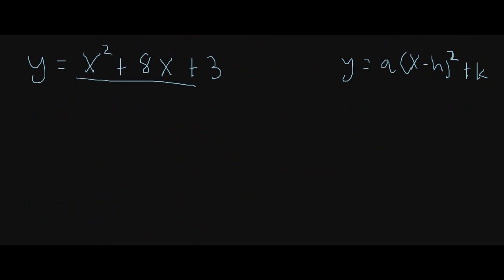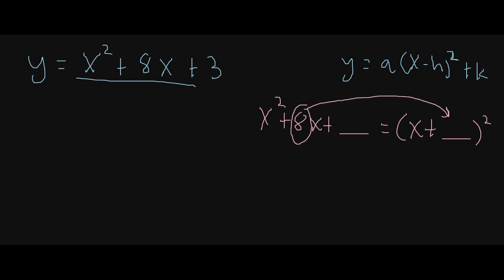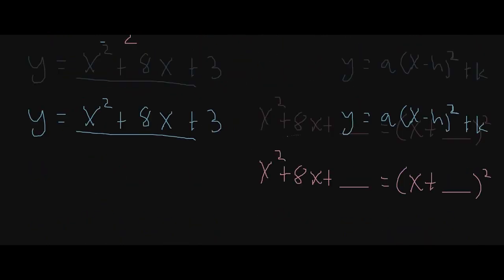I want to get a perfect square. I'll write over here in the corner: x squared plus 8x plus blank is equal to x plus blank squared. Just like before in the problem above, what do we do to the middle term to get the number over here? If you look up above, we just divided by 2.